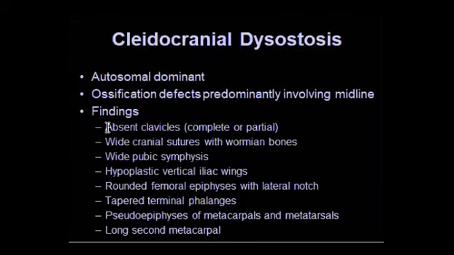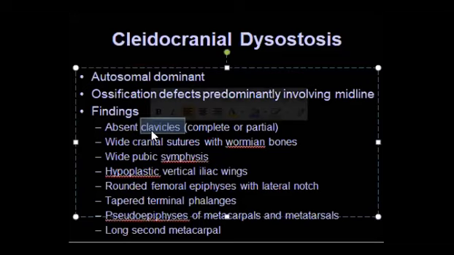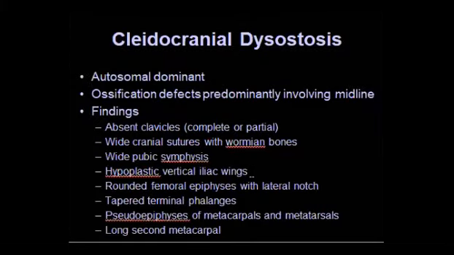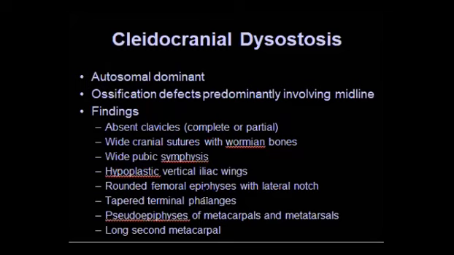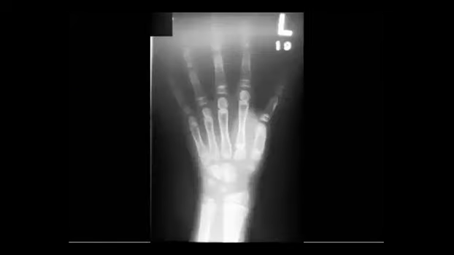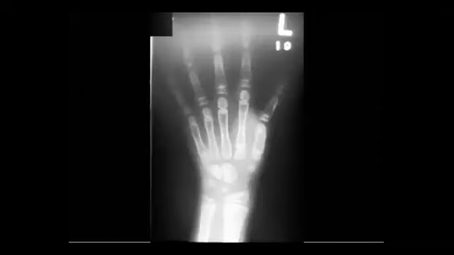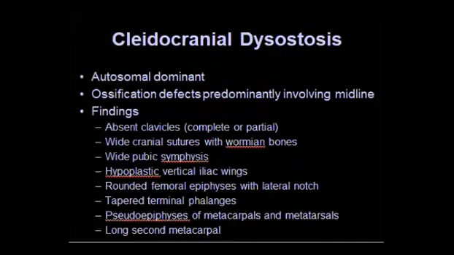So this is what's called cleidocranial dysostosis, autosomal dominant. Ossification defect predominantly involving the midline, so you can find absent clavicles, either complete or partial, wide cranial sutures with wormian bones, wide symphysis pubis as here, and hypoplastic vertical iliac wings, rounded femoral epiphysis, tapered terminal phalanges, pseudo-epiphysis of the metacarpals and metatarsals, and long second metacarpal.